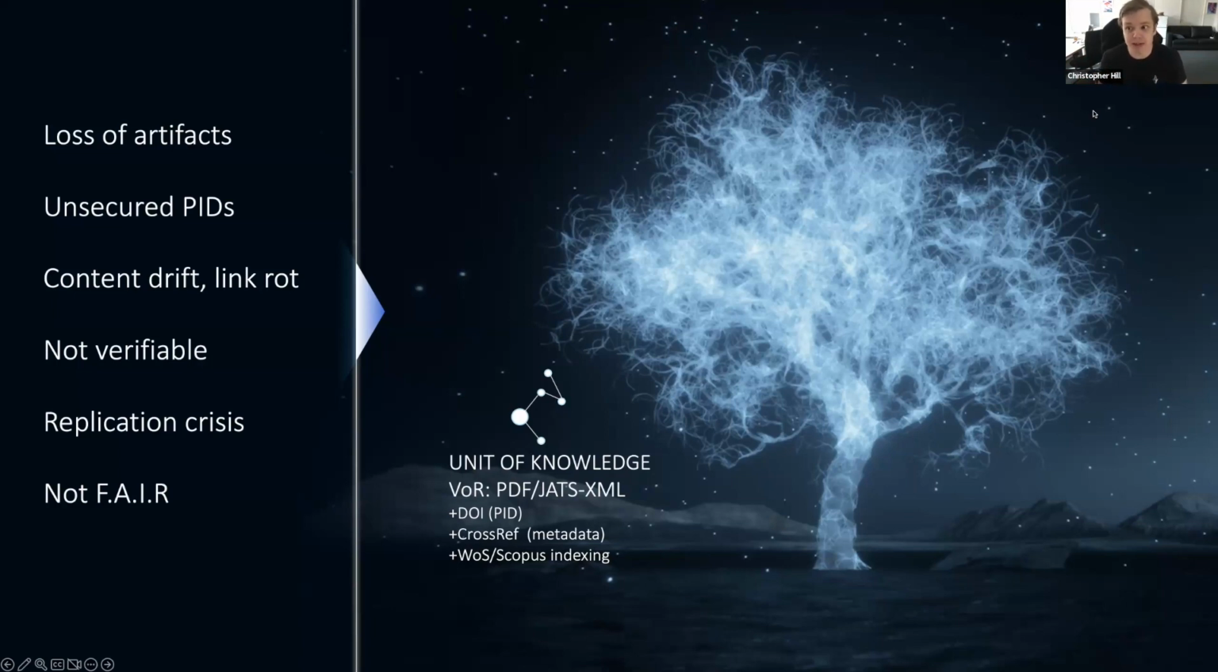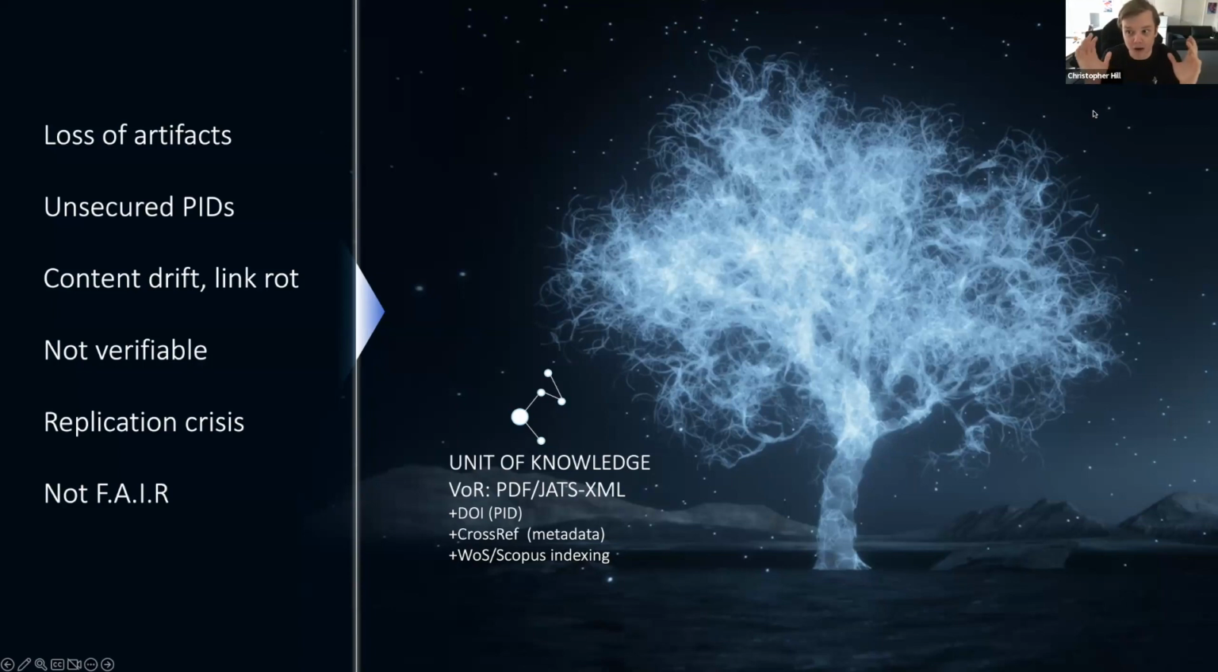And as we know today, there's a raging replication crisis across many fields of science that call whole shoots of our tree of knowledge into question. And finally, the tree of knowledge is not FAIR. FAIR stands for the FAIR principles, which means findable, accessible, interoperable, and reusable. These are the principles of best practice in building the repositories of tomorrow.